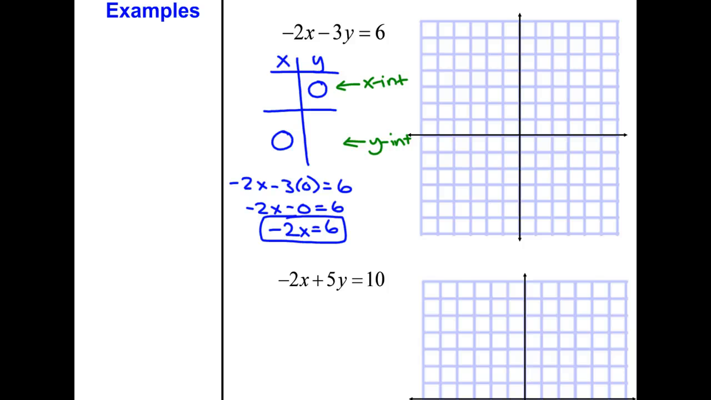So now we just solve from there. Divide by -2, so x equals -3, and that's going to be our x value. Our x-intercept is going to be (-3, 0).